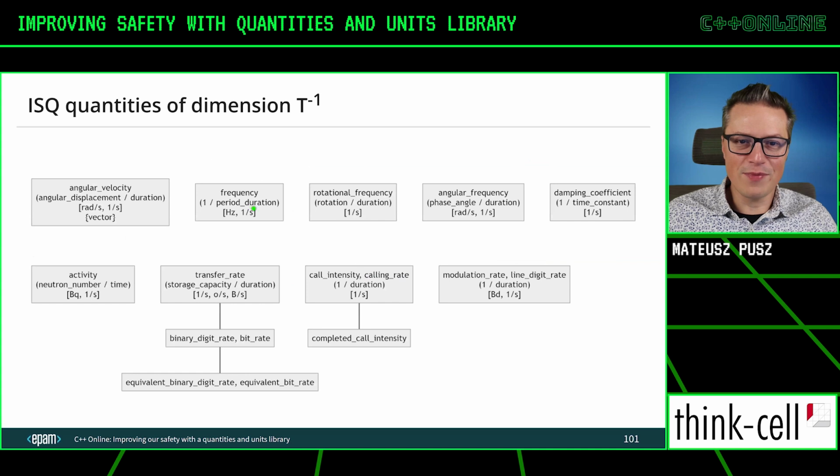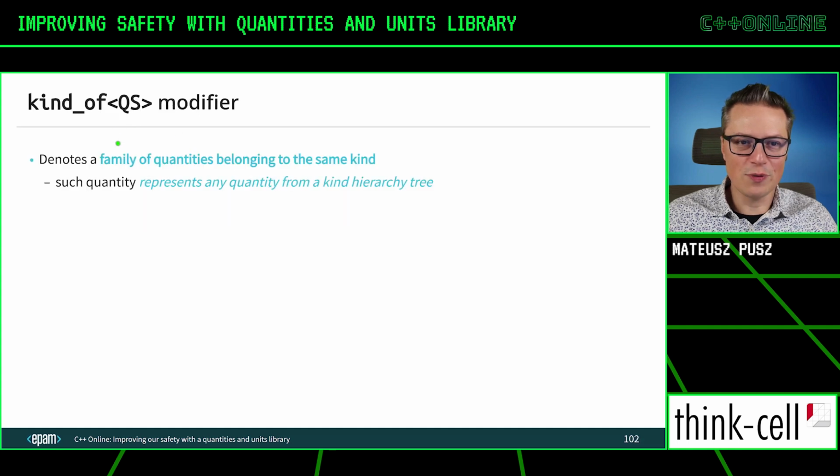And it defines many different quantities of, for example, dimension time minus 1: angular velocity, frequency, rotational frequency, angular frequency, damping coefficient, activity, and many more. Those are different quantities. We don't want to mix them in one equation. In order to implement kind, we introduce the kind_of modifier. It denotes a family of quantities belonging to the same kind. Such a quantity represents any quantity from a kind hierarchy tree.